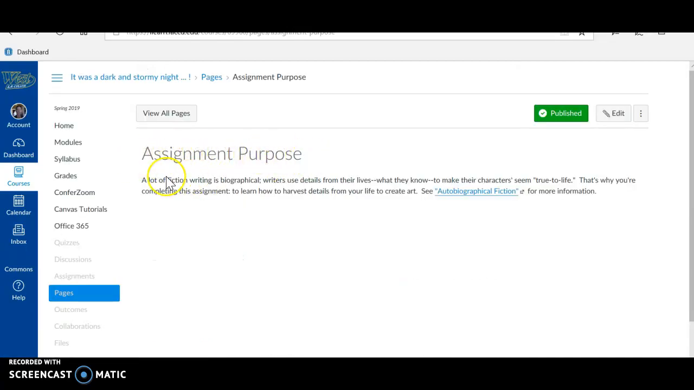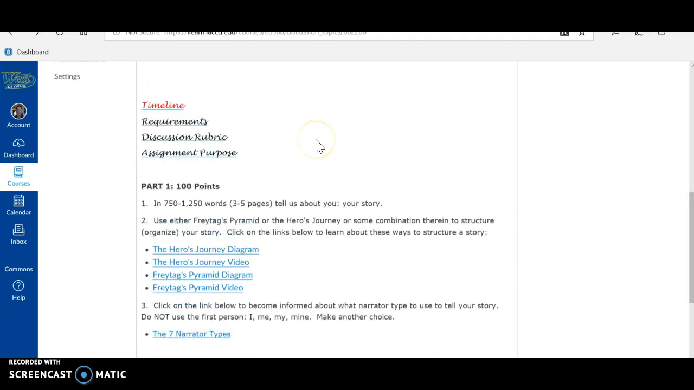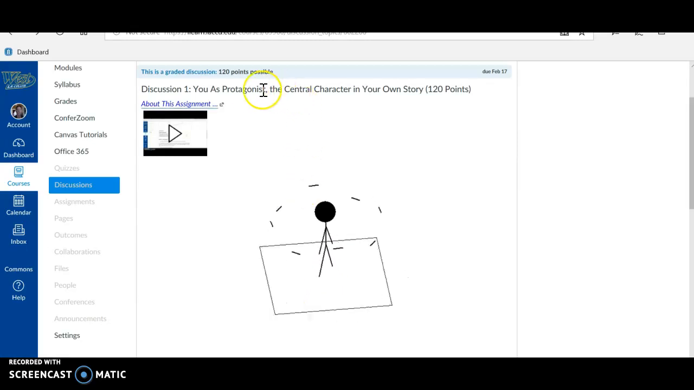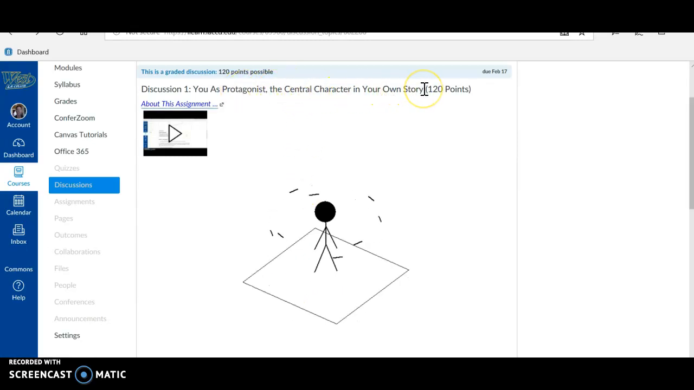Assignment purpose: a lot of fiction writing is biographical. Writers use details from their lives, what they know, to make their characters seem true to life. That's why you're completing this assignment, to learn how to harvest details from your life to create art. See autobiographical fiction, this link here, for more information. So that is the purpose of this assignment. You are going to create art out of your story with you as the central character in your own story.